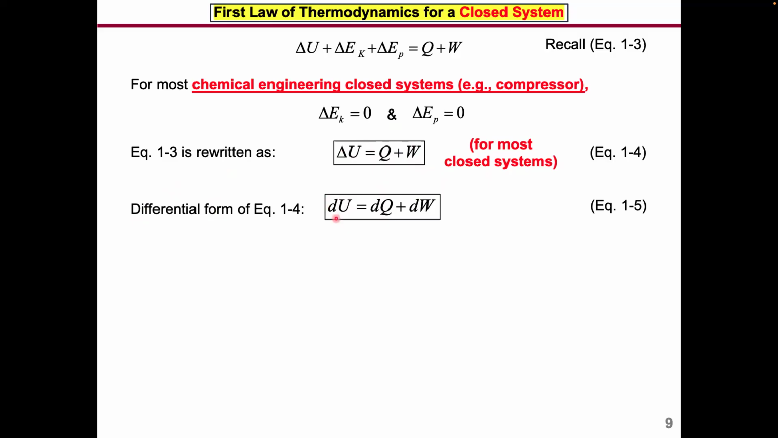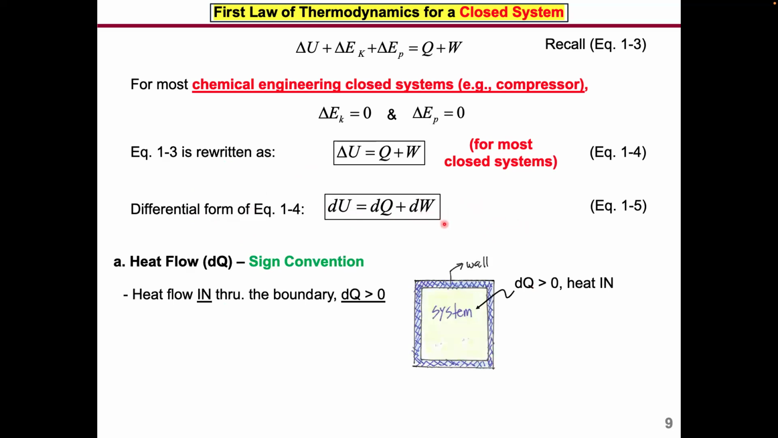D means differential, like a really tiny change in internal energy is equal to dQ plus dW, right? So basically, this is the differential form of our first law of thermodynamics: dU equals dQ plus dW. Now, we need to define some sign conventions.